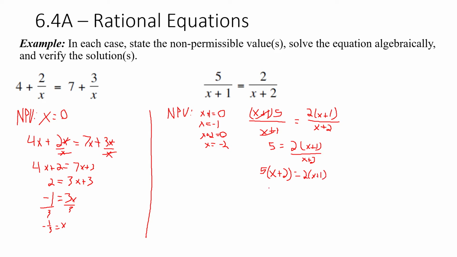Distribute inwards, so we'll have 5x plus 10 and 2x plus 2. And then solve. I want to bring the 2x over here, so I have a positive remaining x. So subtract 2x from both sides, and I'll have 3x plus 10 equals 2. Bring the 10 over here, so subtract 10 from both sides, and we'll have 3x equals negative 8.